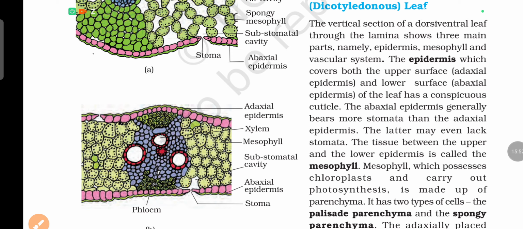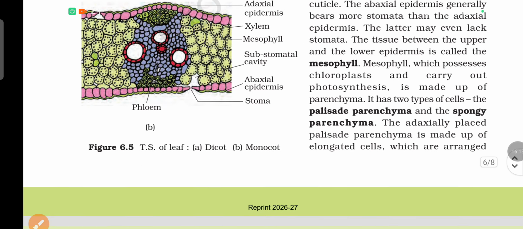The abaxial epidermis generally bears more stomata than the adaxial. तो abaxial के पास ज़्यादा stomata होते हैं. The latter may even lack stomata. The tissue between the upper and the lower epidermis is called the mesophyll. जो टिश्यू मेसोफिल क्या होती है, जो अपर और लोअर एपिडर्मिस के बीच प्रेजेंट होती है. It possesses chloroplast and carries out photosynthesis, and is made up of parenchyma.